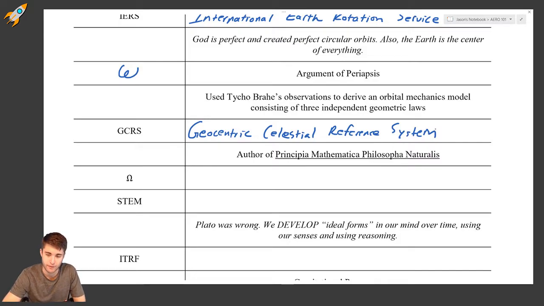And again, I'm gonna come back and do all of the guys first, all of the philosophers and mathematicians afterwards, to give you guys some time to guess. But who was the author of Principia Mathematica Philosophiae Naturalis? And hopefully you guys can at least get this one. Who was the author of Principia?